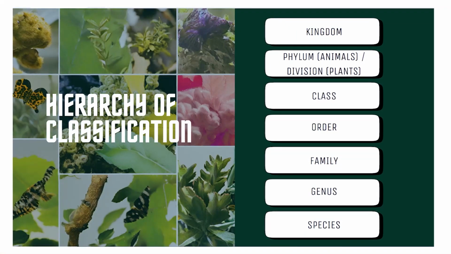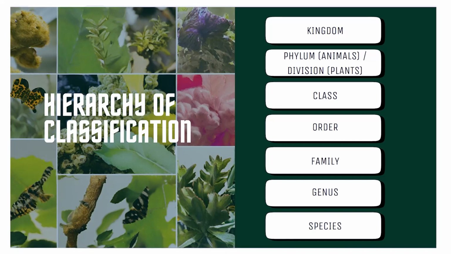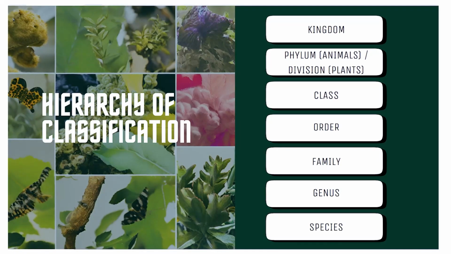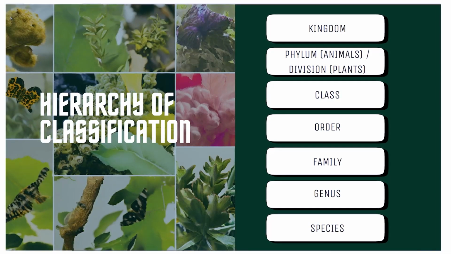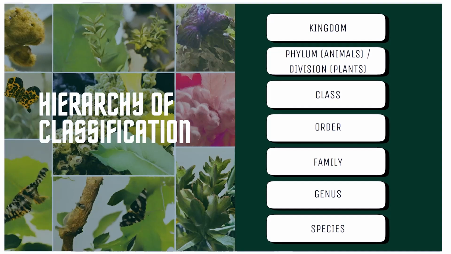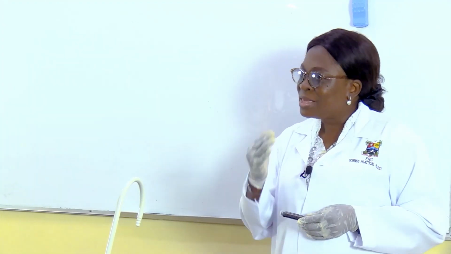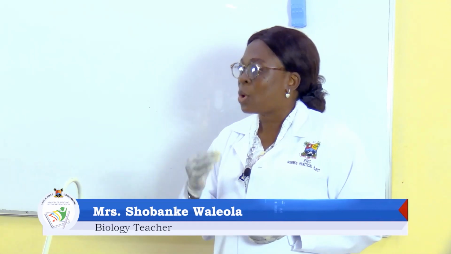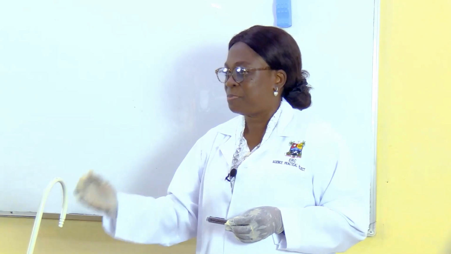The third hierarchy is class. Class. The next one is order. Order. Followed by family. Family. Then genus. Genus. And lastly, species. I hope we can pronounce these words as I have called them. And we must get the spellings correctly. All technical terms must be well spelled.